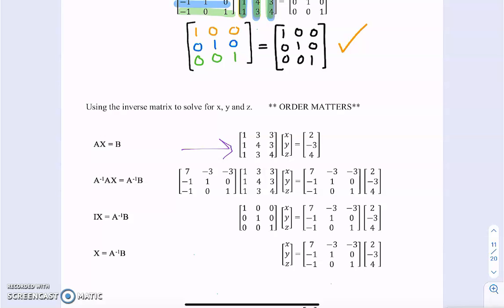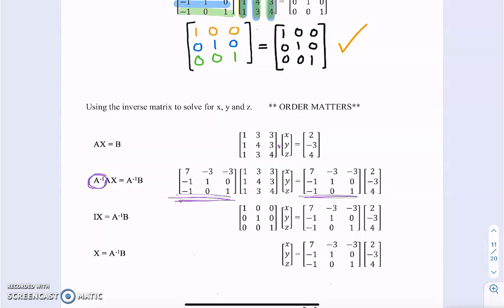We can't divide by matrices. This matrix is being multiplied by xyz, and we can't just undo matrix multiplication. It doesn't work that way. So to undo it, or to get the xyz by itself, we multiply by the inverse. And remember, the inverse is noted with that little -1. So we are multiplying the inverse to both sides of the equation.